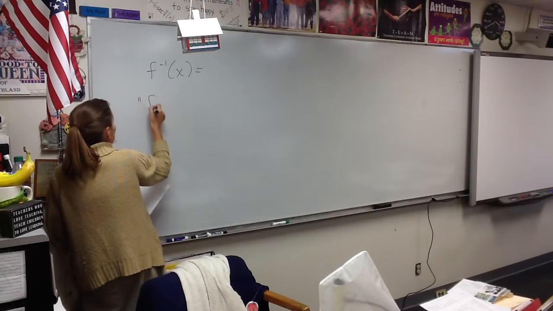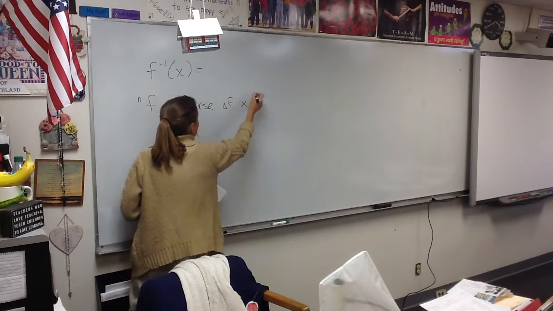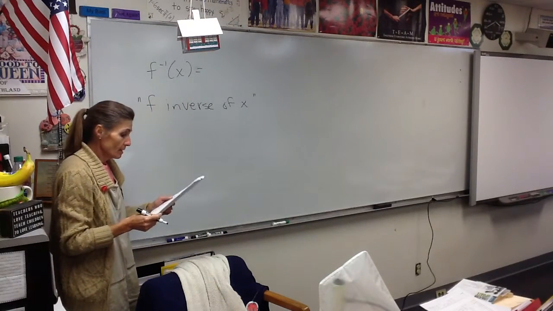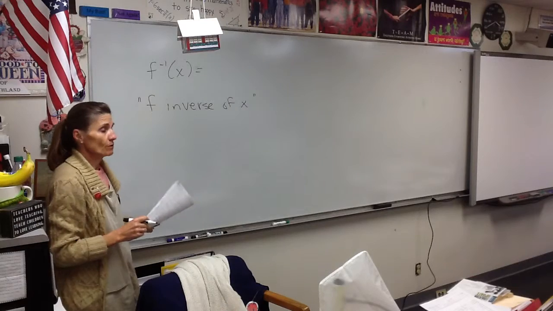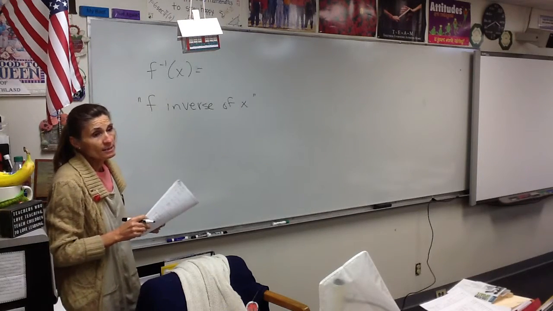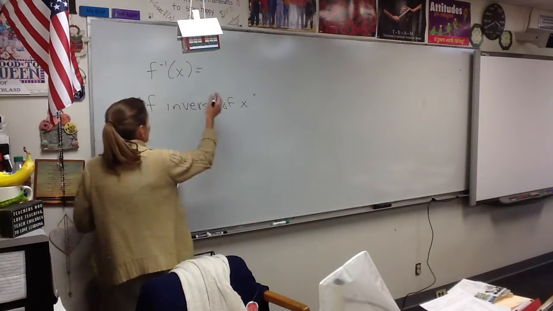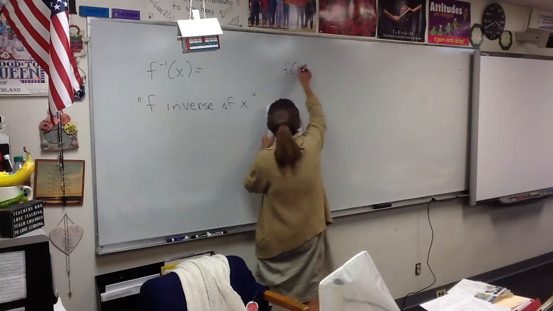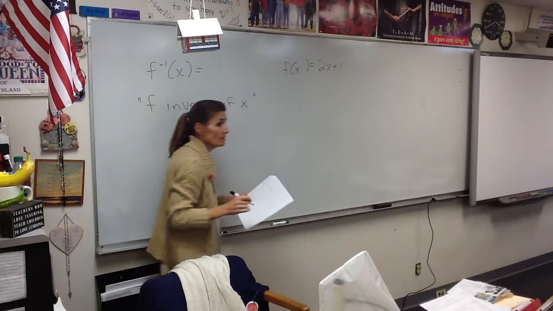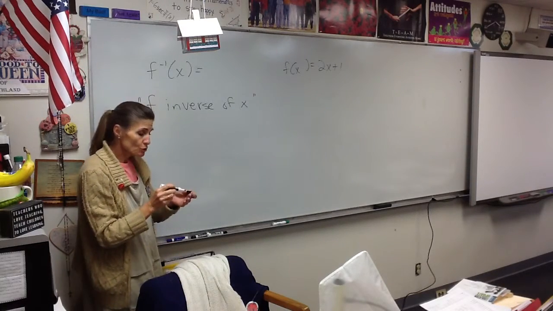This is read F inverse of x. That's how we say that, F inverse of x. The inverse is the function that undoes the original. So, the original is 2x plus 1. We want the function that's going to undo that.